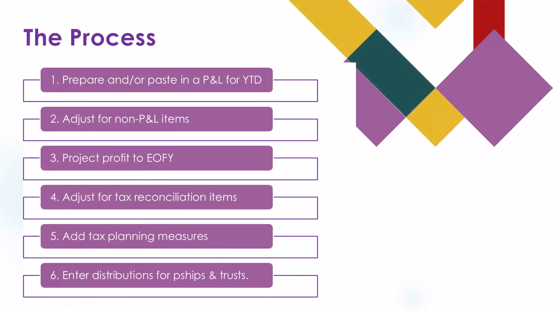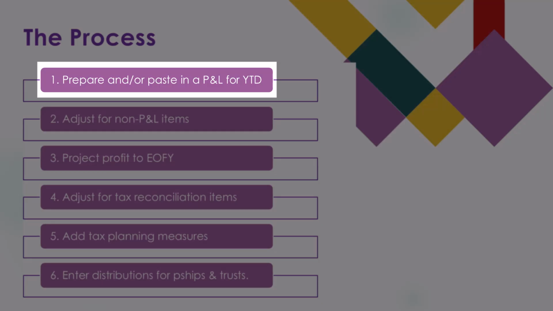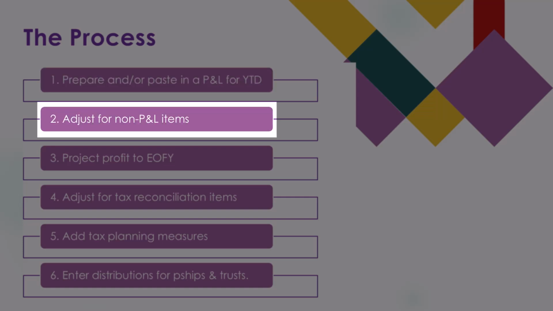Tax planning is an essential part of services provided by an accounting practice. Clients expect their tax advisor to be proactive, and they want to pay the least amount of tax that is legally possible. In our solution, you commence the process by pasting a profit and loss report for the year to date into the workbook. When the report has been prepared by your client, you then make any necessary adjustments to arrive at a true profit.